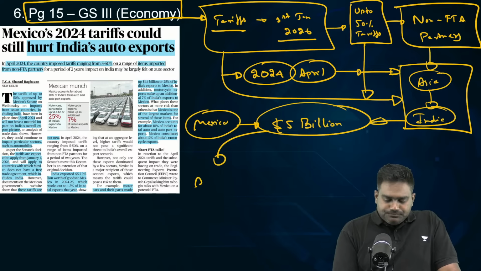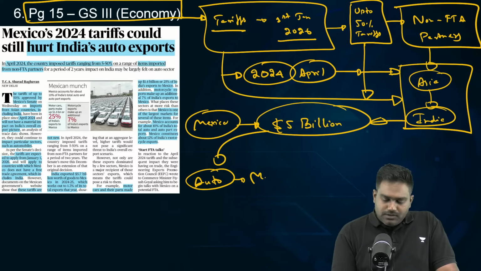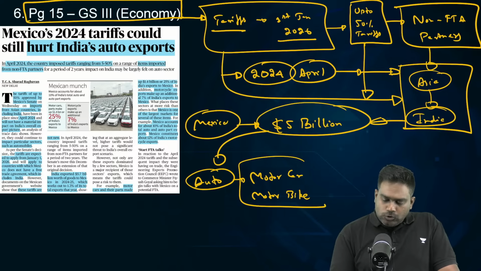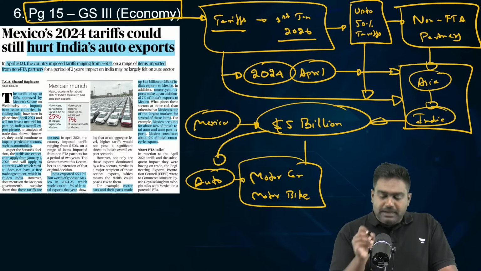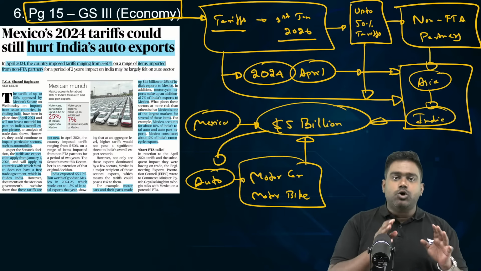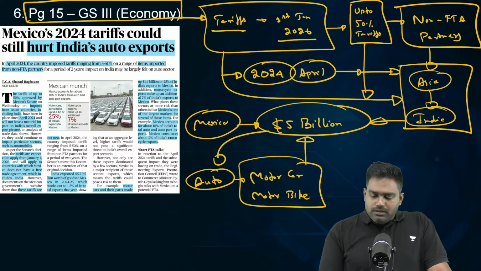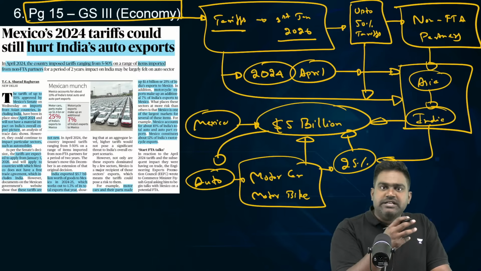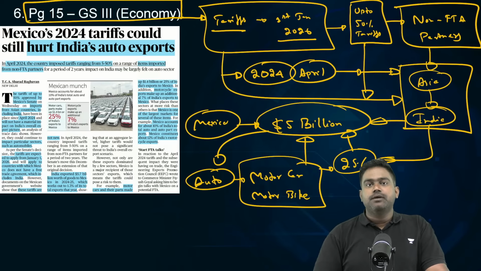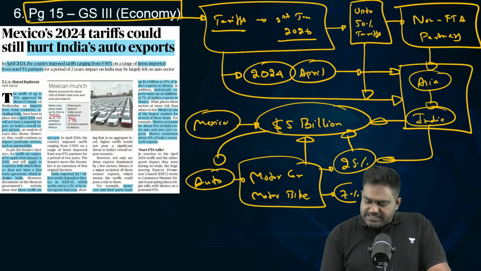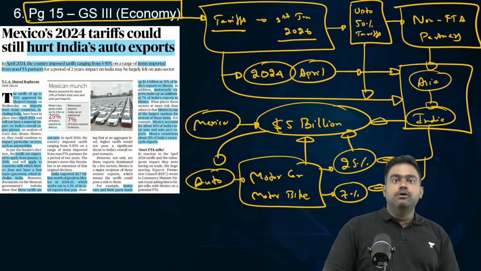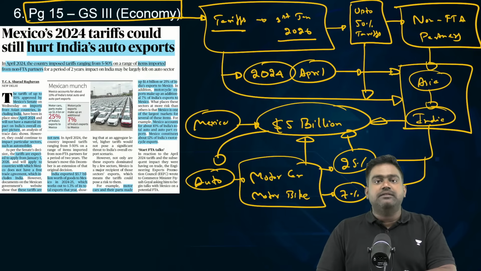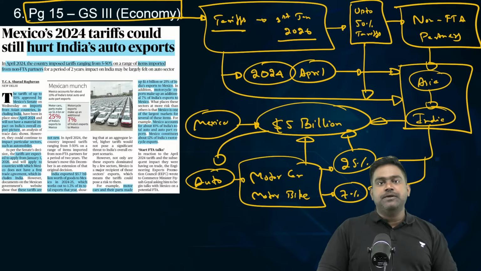And out of this, the auto industry, the motor car and the motorbike industry, the auto component industry, they have a lot of dependency on Mexico. Mexico is one of the biggest auto markets. Out of India's total exports to Mexico, 25% is coming from the motor car sector, including spare parts, components, and auto parts. 7% of this is coming from motorbike exports from India to Mexico. Nearly 32% of the total trade that we have with Mexico is coming from the automobile industry.